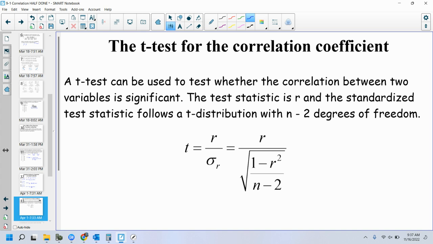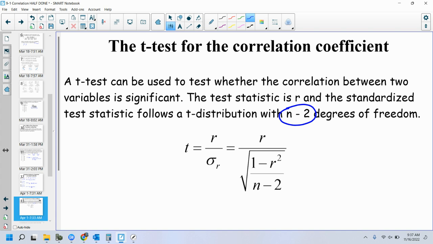Well, what we do is take our t sample, a t-test. So we're using our t-tables because, again, this is a sample. Our t-test can be used to test whether the correlation between two variables is significant. So we're going to be using our t-table. The test statistic is R, and our standardized test statistic follows a t-distribution with, this is a change, n minus 2 degrees of freedom.